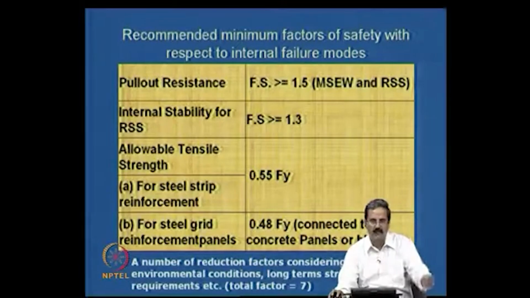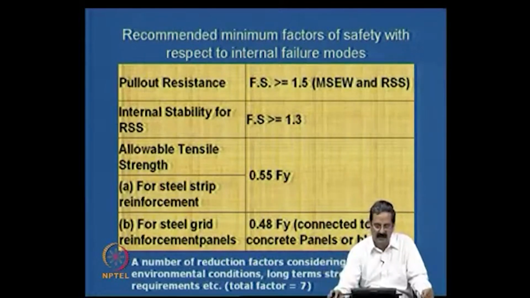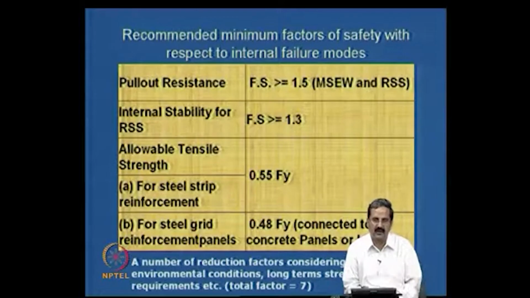If you multiply all of those factors, the total factor could be 7. Say for example 1.3 into 1.5 into 1.2 like that. If you just multiply all those correction factors, it could end up as 7. And suppose the design strength of that material, earlier we used design strengths of 20 and 40. So 20 into 7 means 140 kilonewton per meter should be the rating of the geogrid immediately.